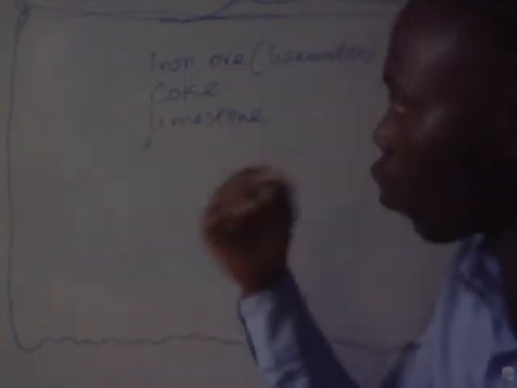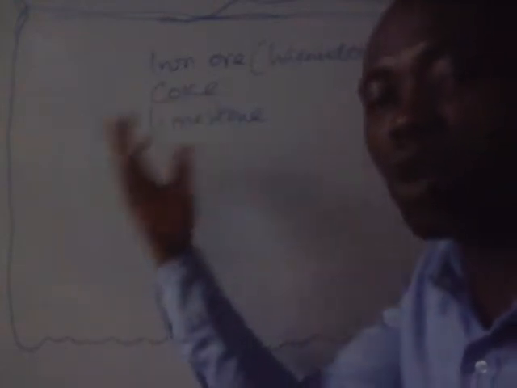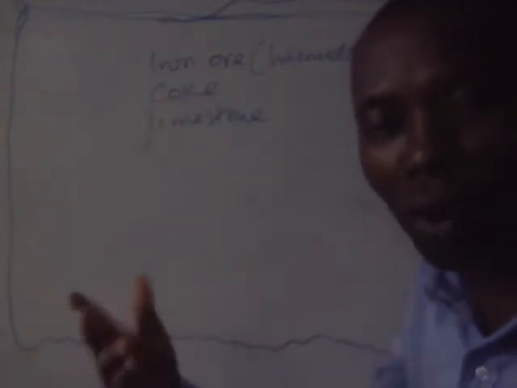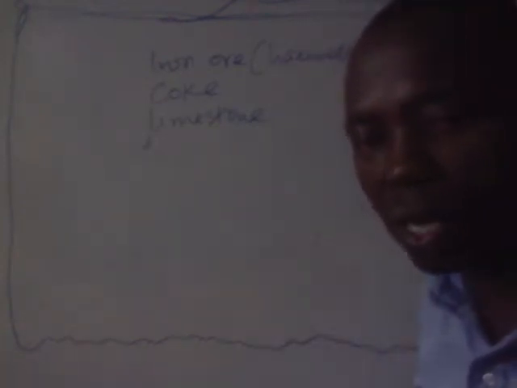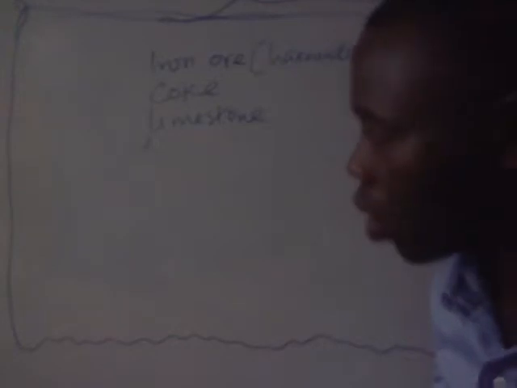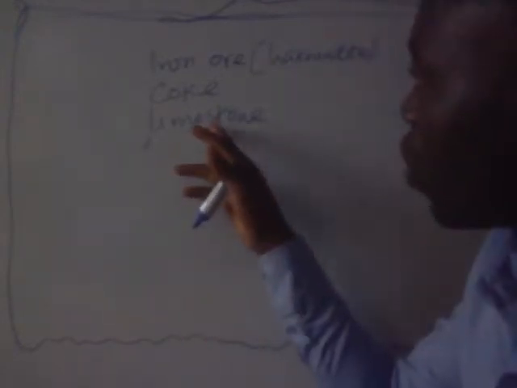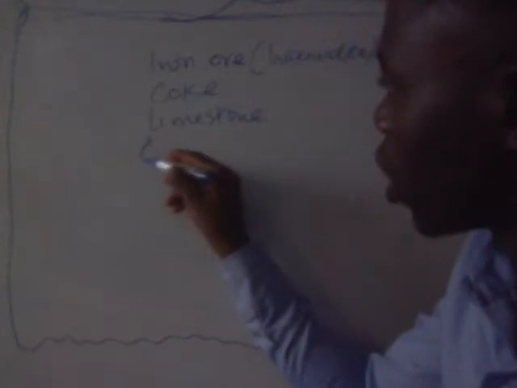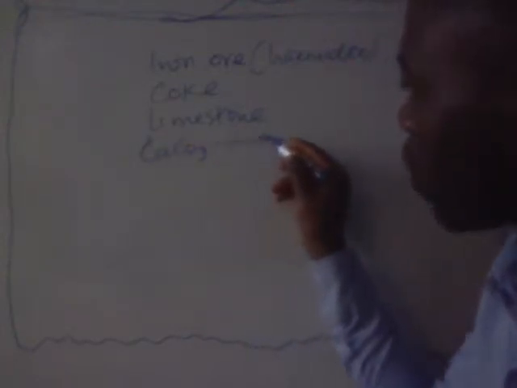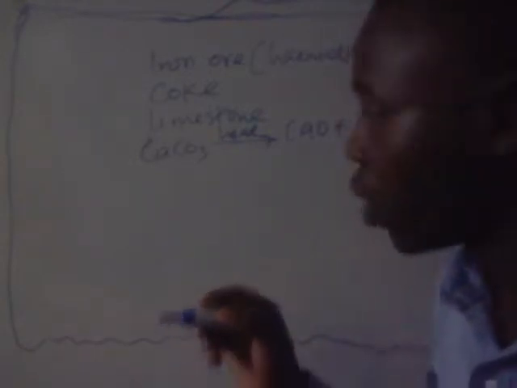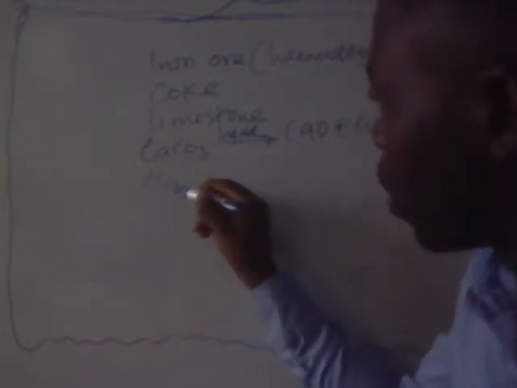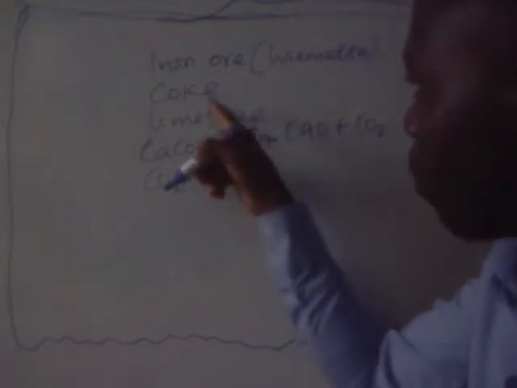Take note of all these. It could be a question in the forthcoming examination, whether in JAMB, WAEC, IGCSE and all that. Now this limestone is calcium carbonate. It decomposes in the presence of heat. The heat from the furnace breaks this calcium carbonate into calcium oxide plus carbon 4 oxide.